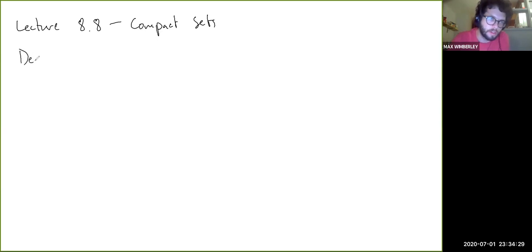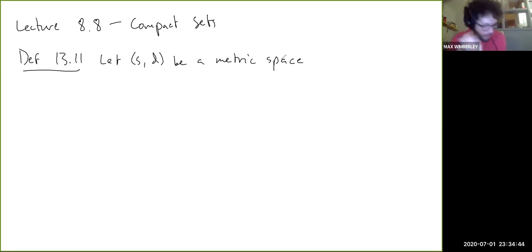This is Definition 13.11. Let (S, d) be a metric space. And I'll try to make this as thick with examples as possible. I think that this is a section of material that the book does a very bad job of giving strong examples of. And it's something that especially needs examples, I think.